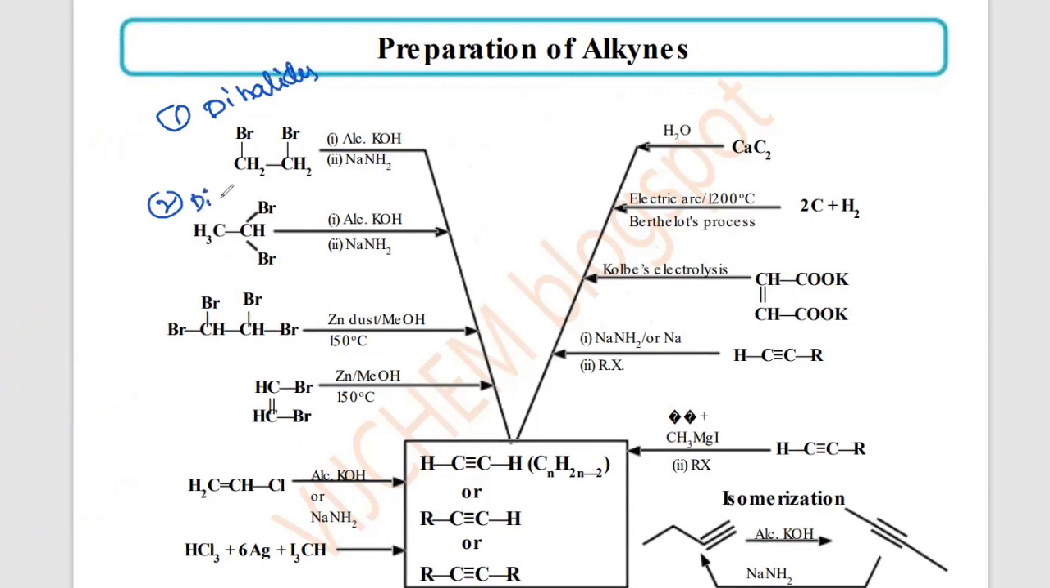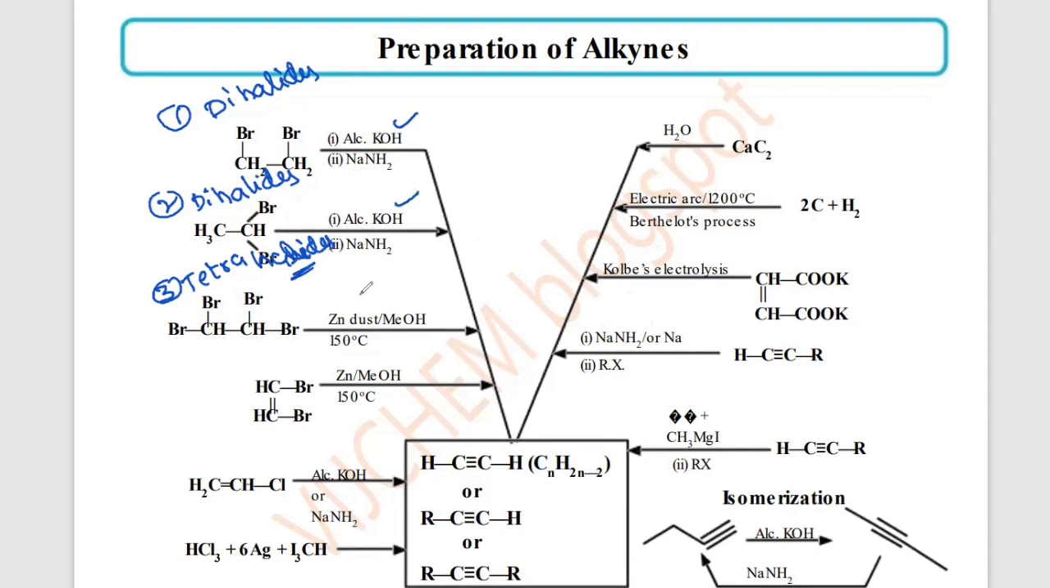Now we are going to discuss another method. Instead of dihalides, this time we are going to use tetrahalides. If tetrahalides are there, the reagent will change. If dihalides are there, then the reagent is this. Here, in case of the tetrahalide, the reagent which we are going to use is zinc dust. Wherever we want the double or triple bond, in that place a total of 4 halogens is a must.